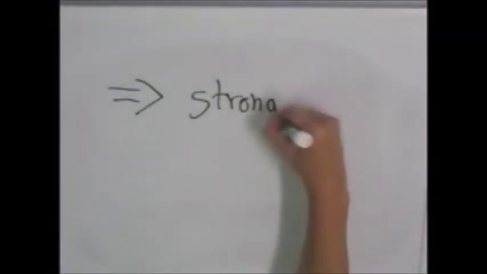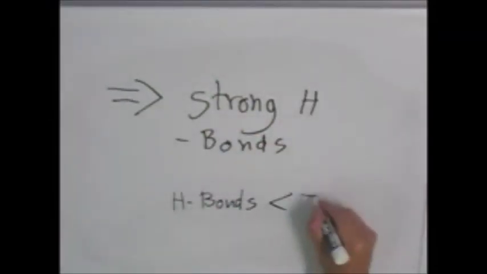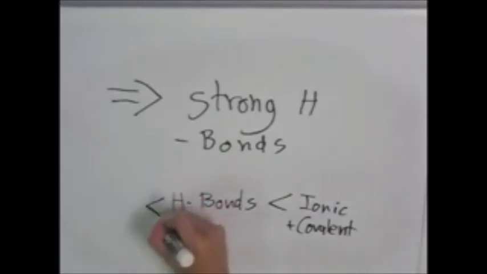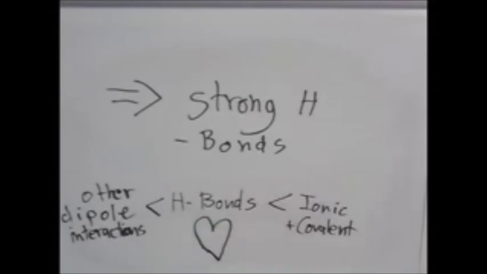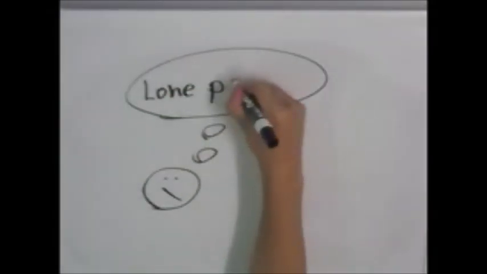This creates the high strength within H-bonds. They're only weaker than some covalent and ionic bonds. This makes them stronger than other dipole interactions, making them pack quite a bit of attraction. But why the lone pair? Why do you need that?